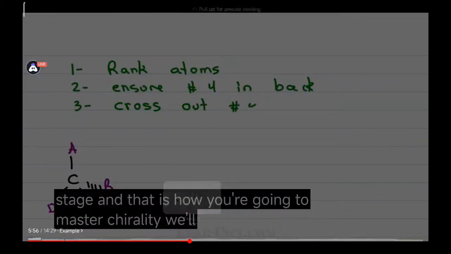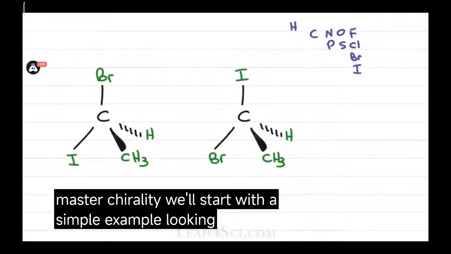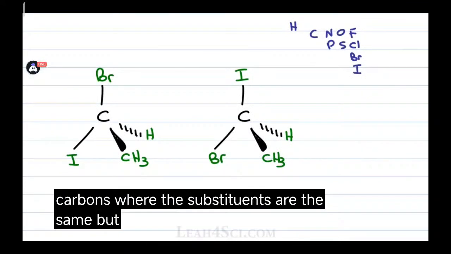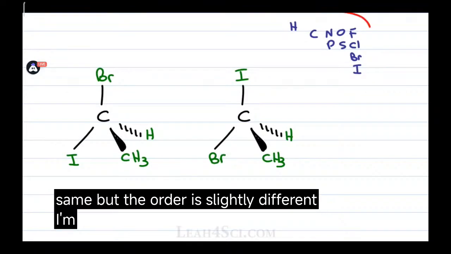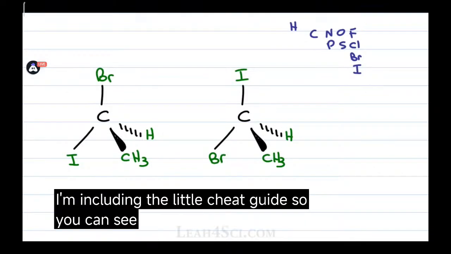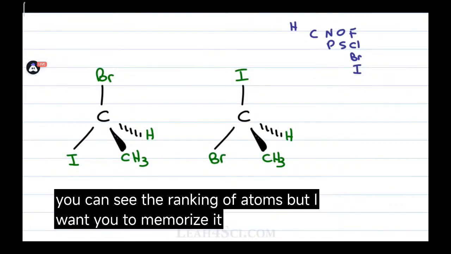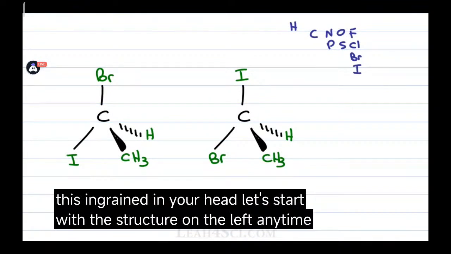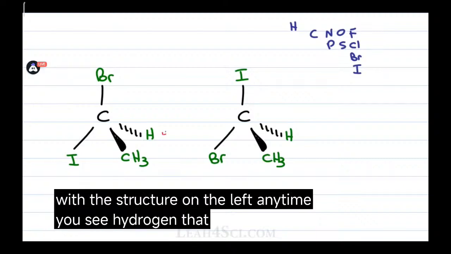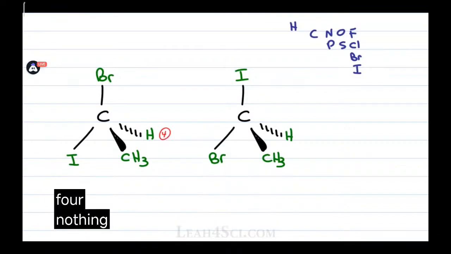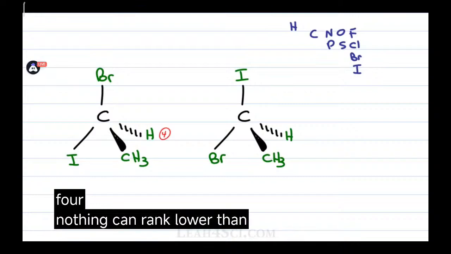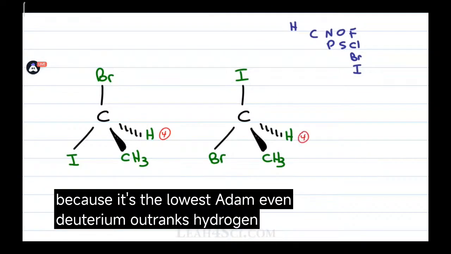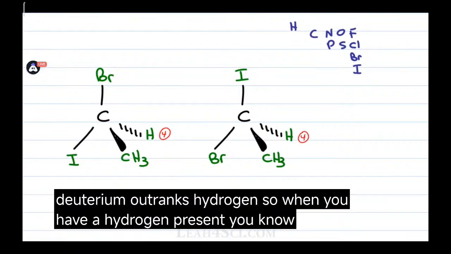We'll start with a simple example looking at 2 chiral carbons where the substituents are the same, but the order is slightly different. I'm including the little cheat guide so you can see the ranking of atoms, but I want you to memorize it so that you have this ingrained in your head. Let's start with the structure on the left. Anytime you see hydrogen, that is always number 4. Nothing can rank lower than hydrogen. Even deuterium outranks hydrogen. So when you have a hydrogen present, you know it's number 4.